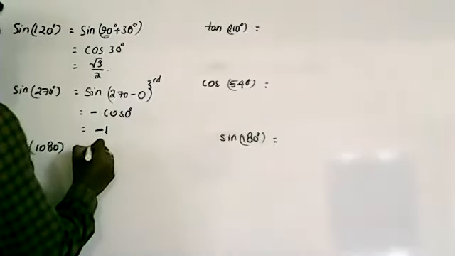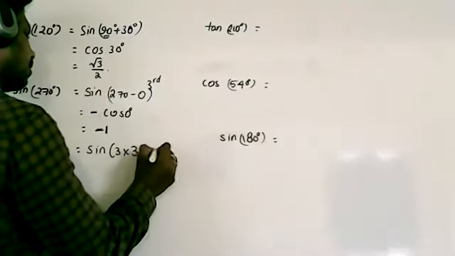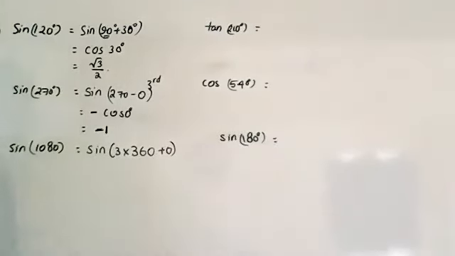You can write like this. Sine of 3 into 360 plus 0.